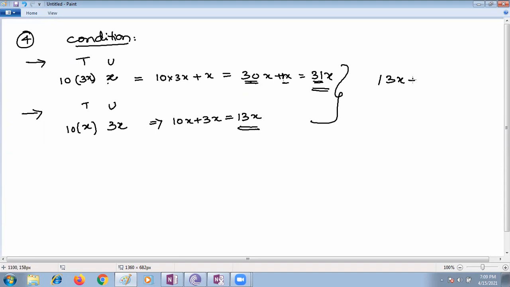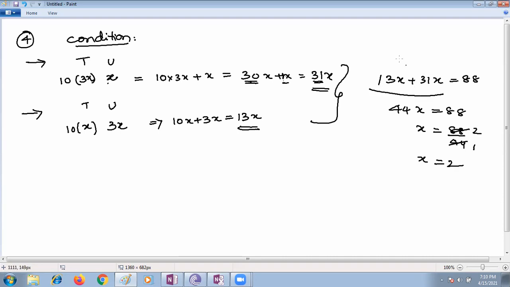13x plus 31x is equal to 88, that is 44x. 44x is equal to 88. x is equal to 2. x is equal to 88 divided by 44, so x is equal to 2. Good.